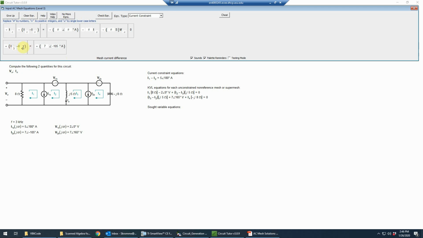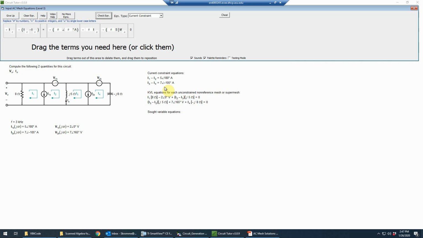There's always a difference in mesh currents if they're consistently defined, as Circuit Tutor does, all going in the same direction here. Except, of course, as I said, Circuit Tutor actually doesn't handle outer mesh currents right now, but if it did, then that would be going opposite. Okay, so that completes that equation. Let's check that. That is correct.